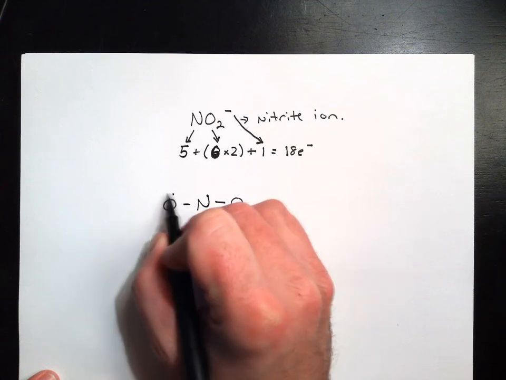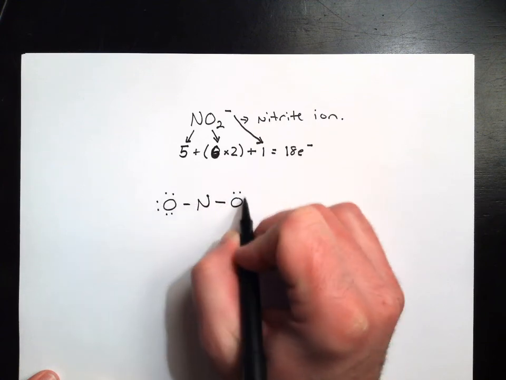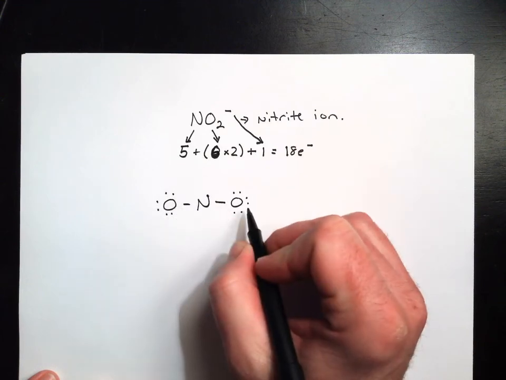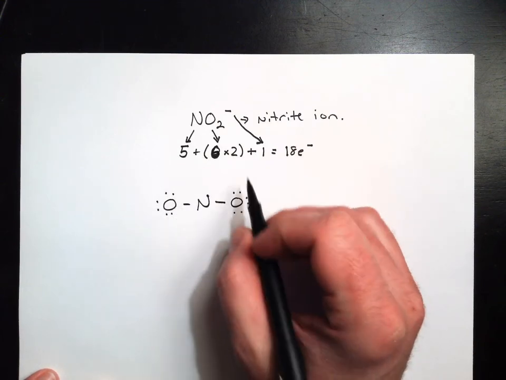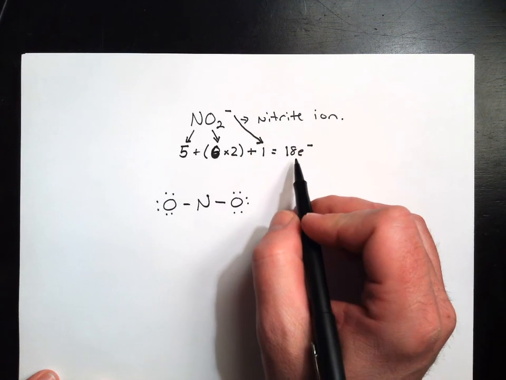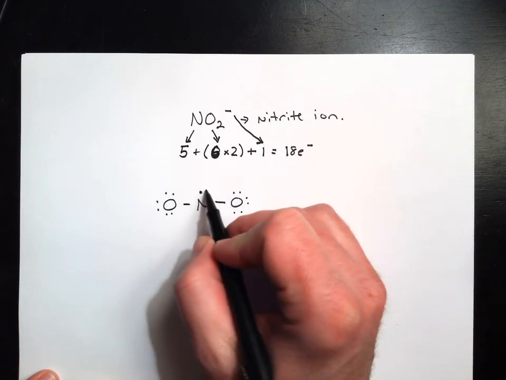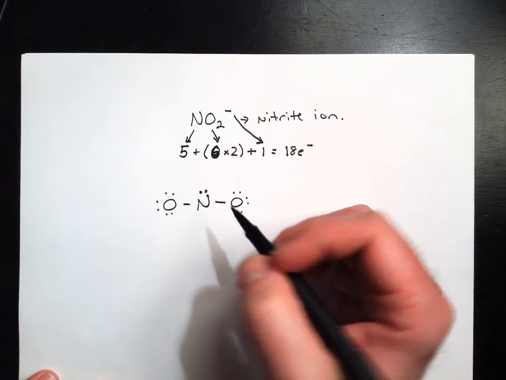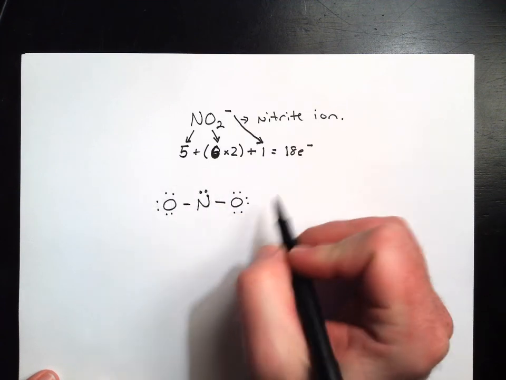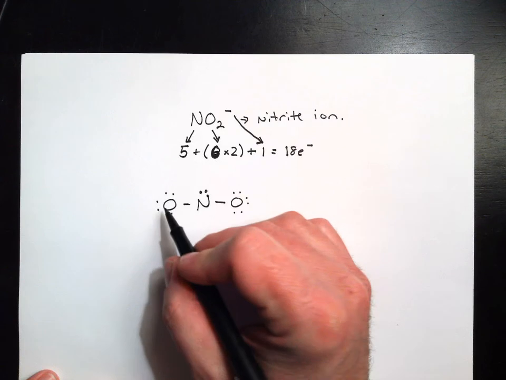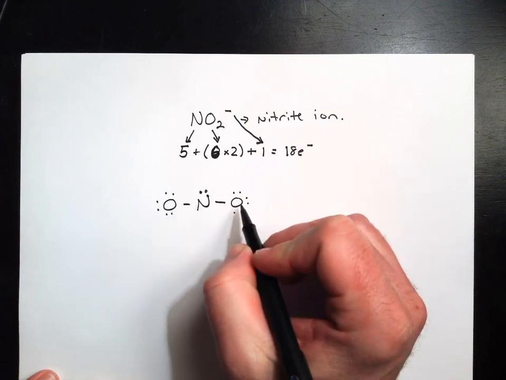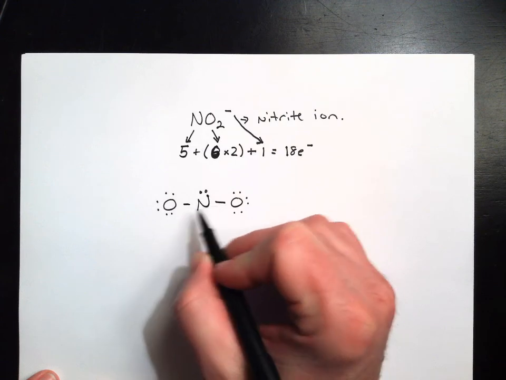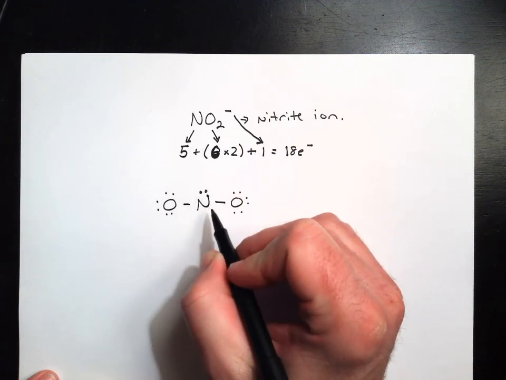Step 3 says fill out the octets of the outermost atoms. Now I've used up 16 electrons. I'm counting them quicker now. And I have 2 more to go, and step 4 says any remaining electrons go on the central atom in a pair. And once again we get to this situation where we have to scan over the molecule, and we find that oxygens have their octets, but nitrogen is still short a couple of electrons. It has 2, 4, 6, but not 8.